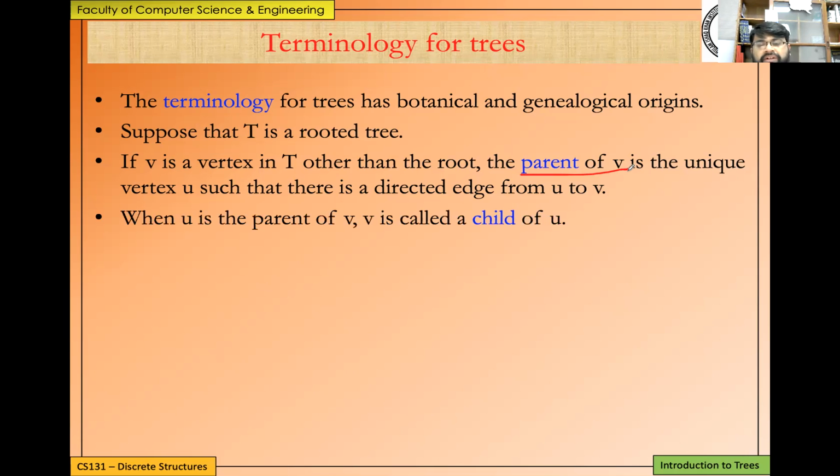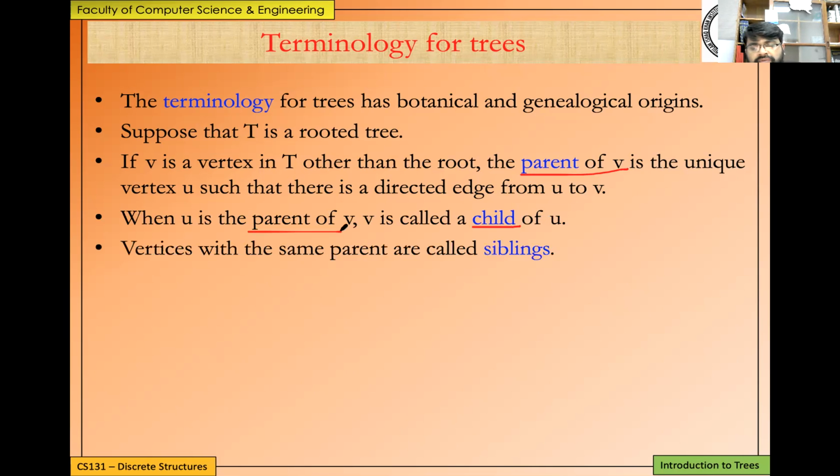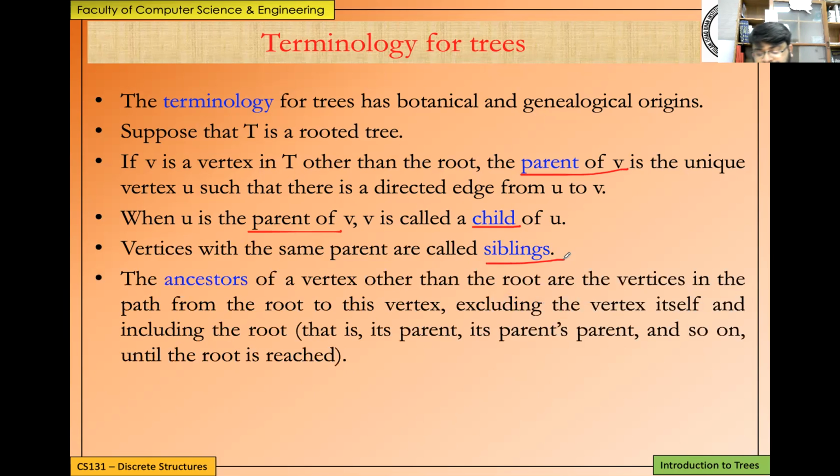When U is the parent of V, V is called a child of U. Vertices with the same parent are called siblings. This is something that is again very common in our world as well as in botany. Two different vertices that share the same parent are called siblings.